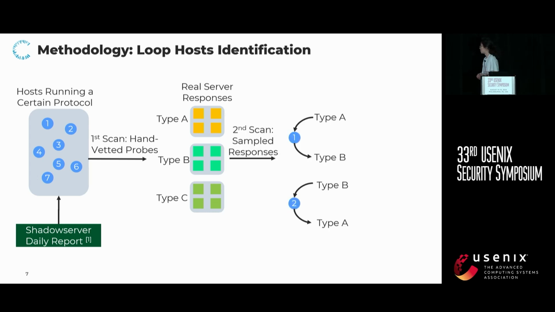After that, we perform a second round of scanning. This time, we use the sampled responses from different clusters as the probes, and we send them again to these servers. As you can see, this time we also cluster the outputs of the servers and collect the responses. With the above information, we can build a directed graph. For example, we know server 1, when it receives a type A input, will generate a type B output. And server 2 will generate a type A output when there is a type B input. Combining these two, we know there is a potential traffic loop, because server 1 and server 2 will respond to each other's responses.